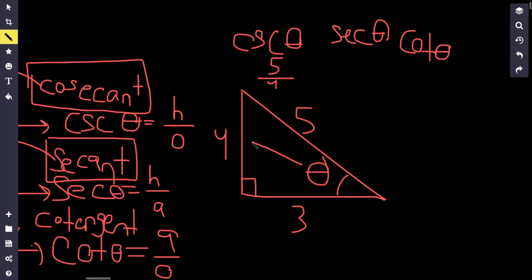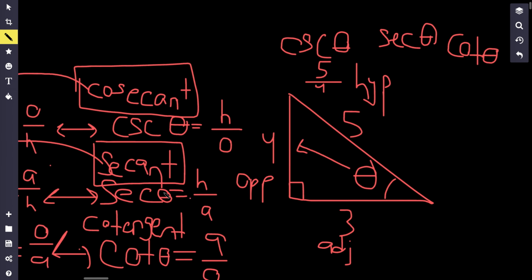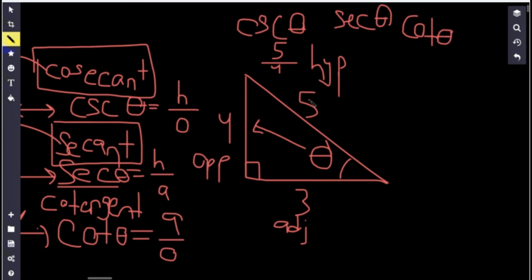Actually, let me label this so it's easy for y'all to see. Sometimes it helps if you're labeling things, so you just don't have to recall that this is the opposite side, this is the adjacent side every time. You just look at your paper and see this is the hypotenuse, this is the opposite side, this is the adjacent side. Secant is hypotenuse over adjacent, so it is going to be 5 over 3, and cotangent is adjacent over opposite, so it's going to be equal to 3 over 4.